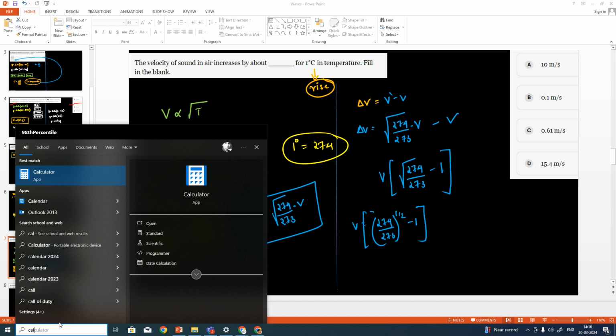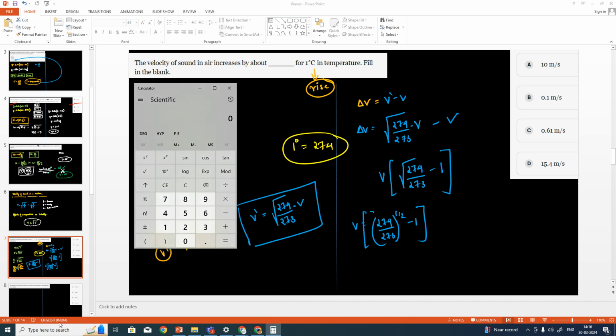Calculator is taken. It is 274 divided by 273, right? 1.0036. So this one I have to take the square root of. So this is the value that I'll be ending up with, and this I have to subtract from 1, and then I have to multiply it with V. What is your V? V is going to be the velocity of sound. I hope you're getting it.